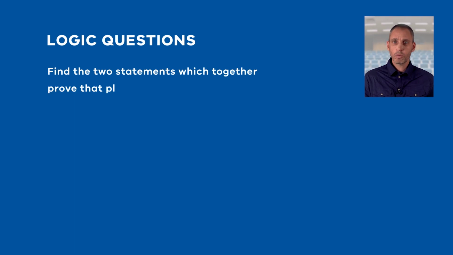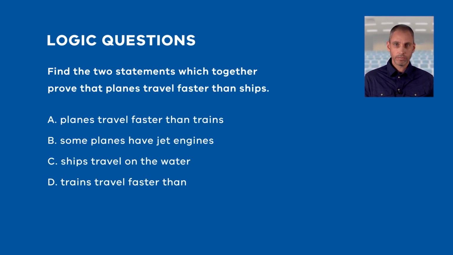The last type of question we'll be looking at is a logic question. Some of these questions give you information and ask you to select one correct answer. Others ask you to select statements that prove another statement is true. This example asks you to select two statements from the list. The statements need to prove that planes travel faster than ships.